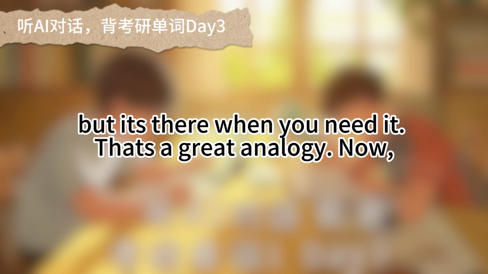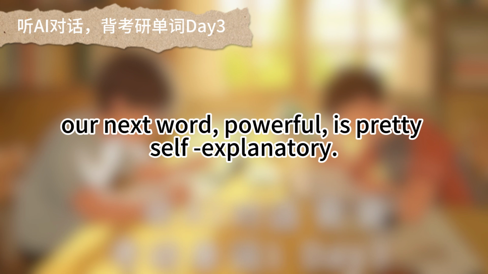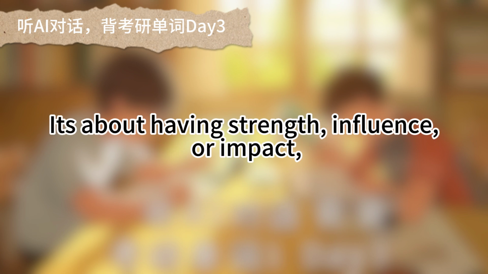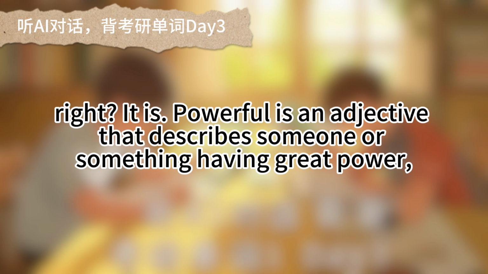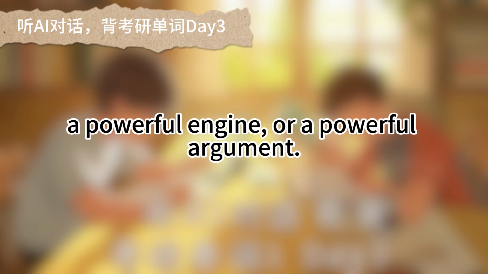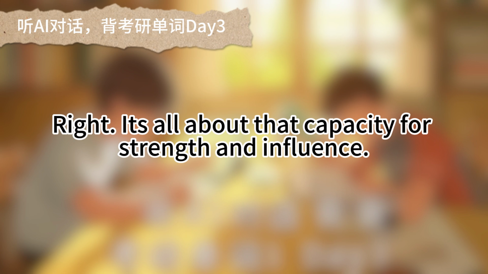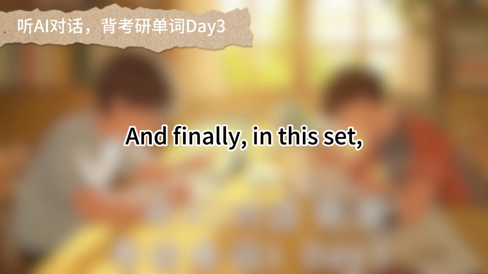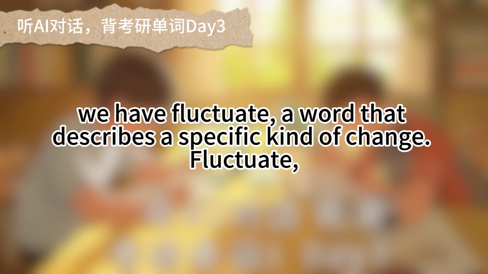That's a great analogy. Now, our next word, powerful, is pretty self-explanatory. It's about having strength, influence, or impact, right? It is. Powerful is an adjective that describes someone or something having great power, authority, or strength. It's a general term for having significant force or impact. You might talk about a powerful leader, a powerful engine, or a powerful argument. Right. It's all about that capacity for strength and influence. And finally, in this set, we have fluctuate, a word that describes a specific kind of change.